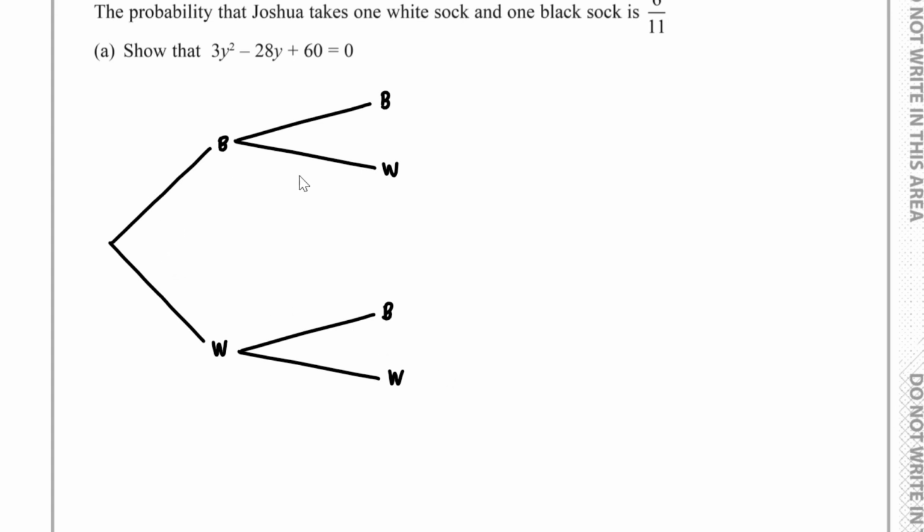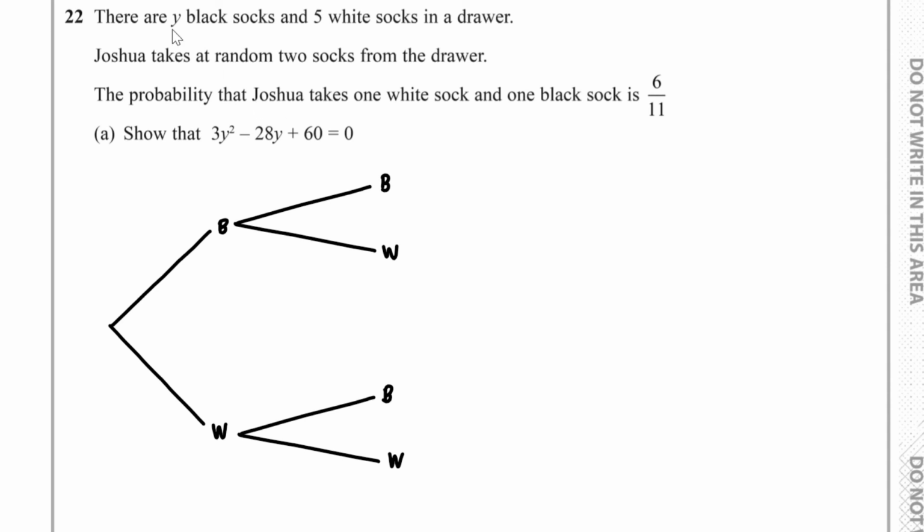So here we've got the branches of our tree diagram. Now let's fill in the probabilities. In total, if there's y black socks and 5 white socks, in total we have y plus 5. So we've got y plus 5 here and here. And of those y plus 5, y of them are black and 5 of them are white. So the probability of picking a black is y over y plus 5. Probability of a white is 5 over y plus 5.